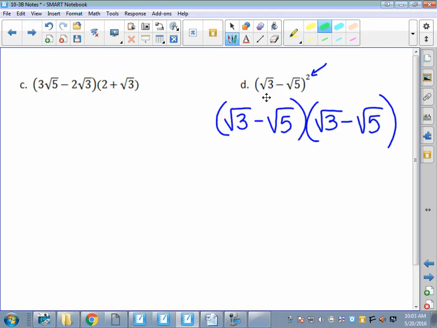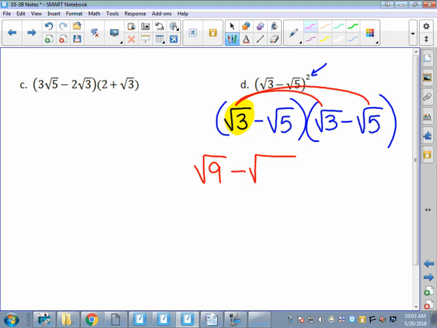So if you're having a hard time seeing it, this square root of 3 is my first term. So a square root of 3 times a square root of 3 would be a square root of 9. A square root of 3 times a negative square root of 5. I'm going to always put my sign, my coefficient, and my radicand. So it's a negative, no coefficient, square root of 15.